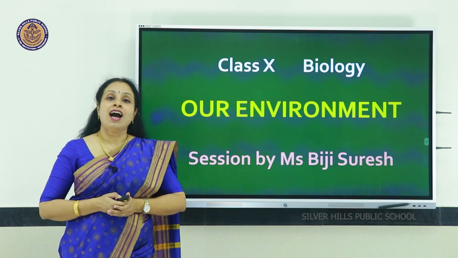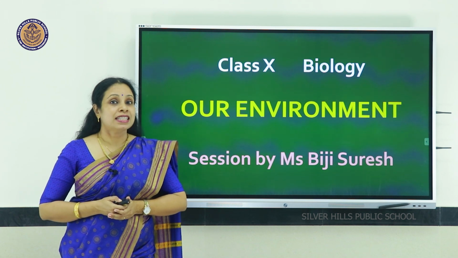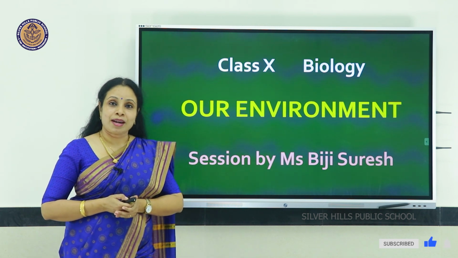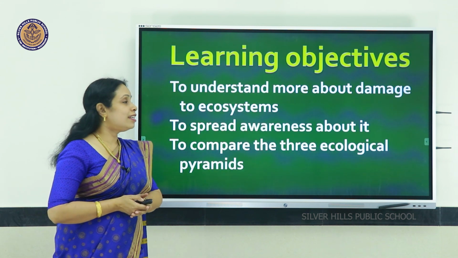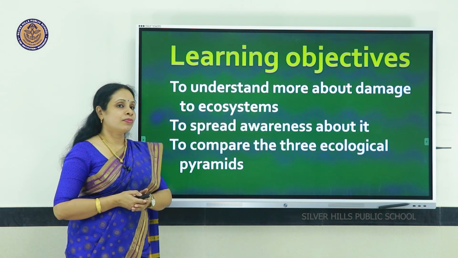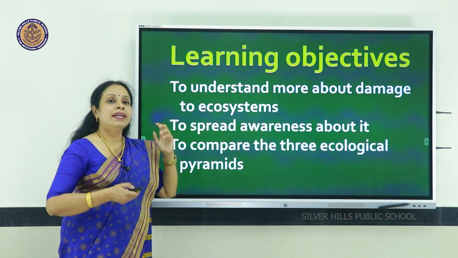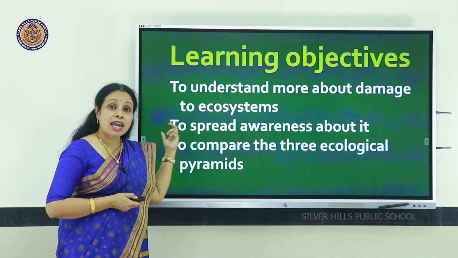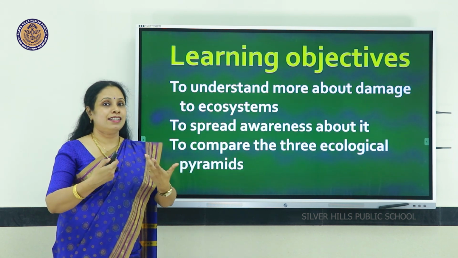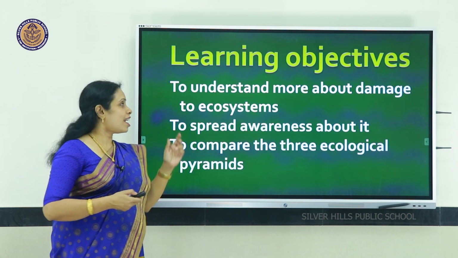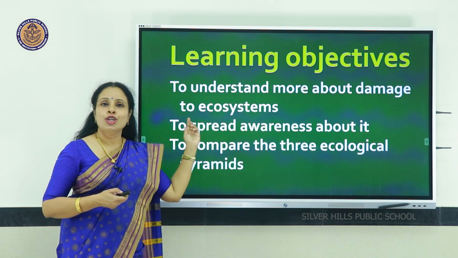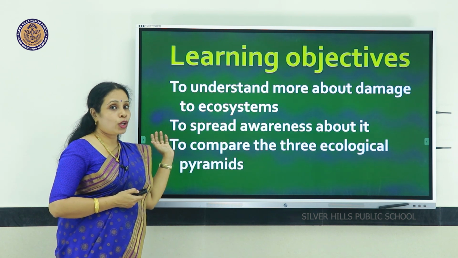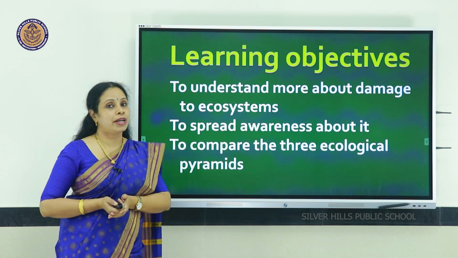And in today's session, I am going to deal with Class 10 Biology, CBSE, Chapter 15, Our Environment, a very important chapter. So let's see what are the learning objectives of today's class. We shall try to understand more about damage which is happening to the ecosystems. We also have the aim of spreading awareness in the society. You students will learn about it and then you will spread awareness in the society so that we can prevent damage to the environment. And finally, we will also try to compare the three different ecological pyramids.